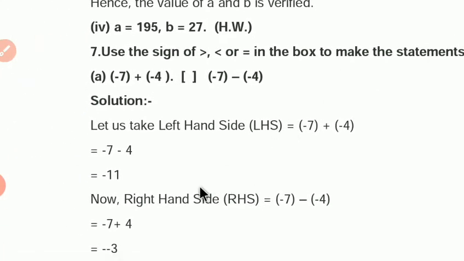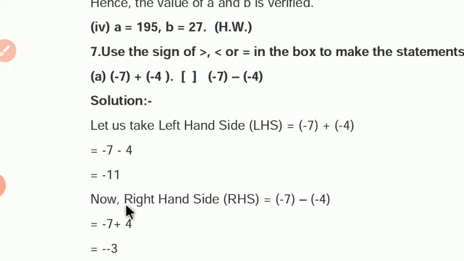So first we will open the bracket. Minus 7 plus minus, plus into minus is minus 4. And we know that minus minus is plus. So 7 plus 4, 11, and the sign will be minus. So this is the value of left hand side.